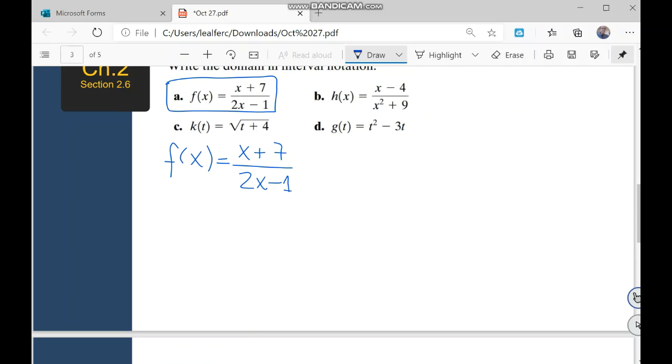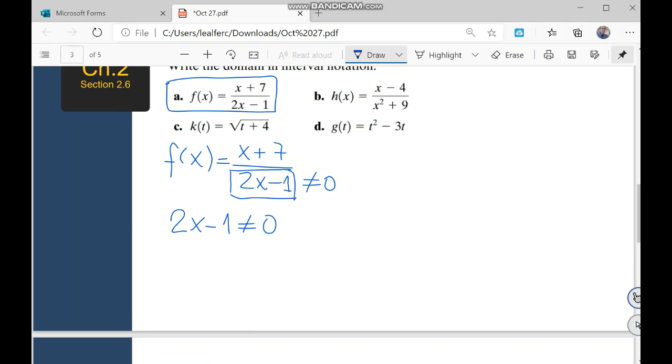The numerator doesn't matter. We are looking for the denominator. And the denominator must be different from 0. We don't want the denominator to be equal to 0. So write down here 2x minus 1 different from 0. What's going to make this denominator different from 0? So we need to find the value of x that will make this equal to 0, and you're going to exclude it from the domain, right?